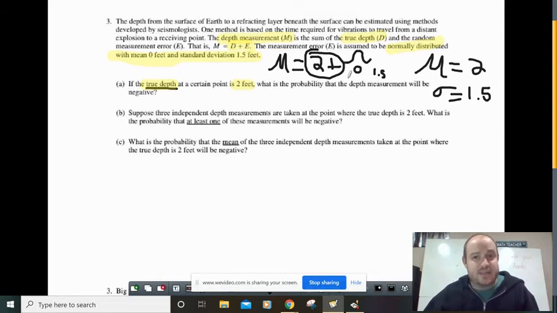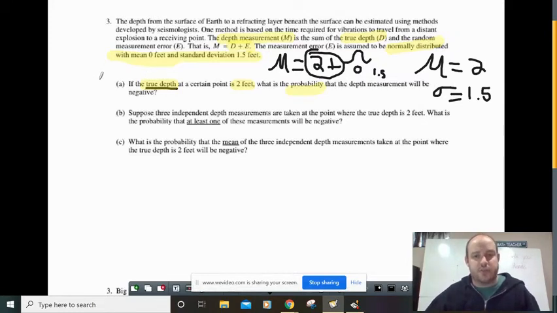Now that we have this information, we can actually answer the question. So it says, if the true depth at a certain point is 2 feet, what's the probability that the depth measurement will be negative? Well, we know that this is normally distributed. All right, so we can use our normal CDF here for the probability. And we will just use 2 and 1.5 as our mean and standard deviation.